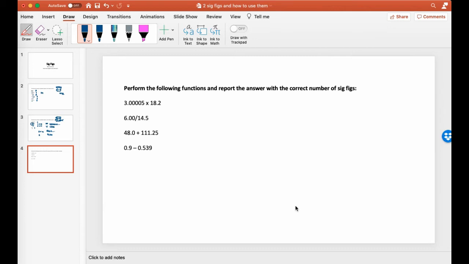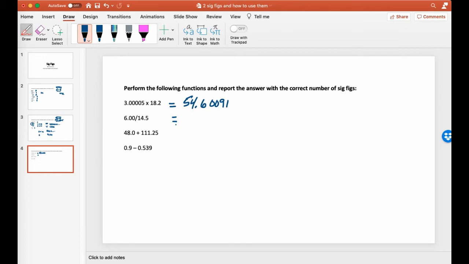Let's work on this. I just made these numbers up. So we got 3.00005. Correct? 4 zeros? Yes. That's times 18.2. So that is, in the calculator we see 54.60091. All right, so the question is how let's actually do this. I'm just going to do all the math real quick and get that out of the way.